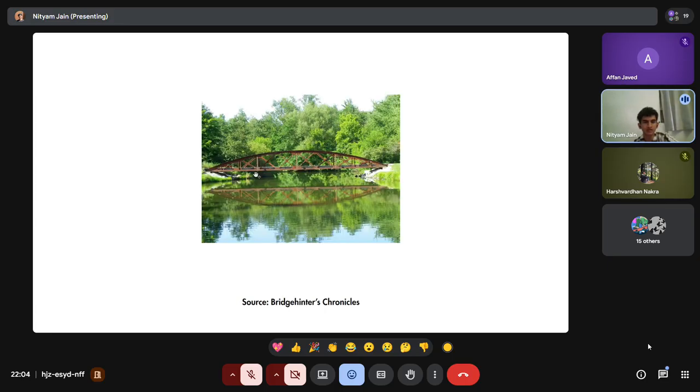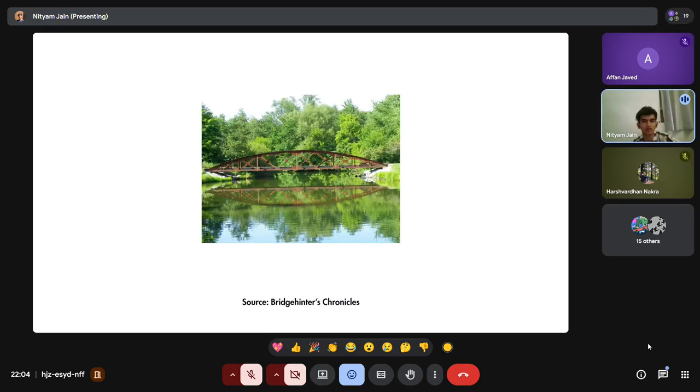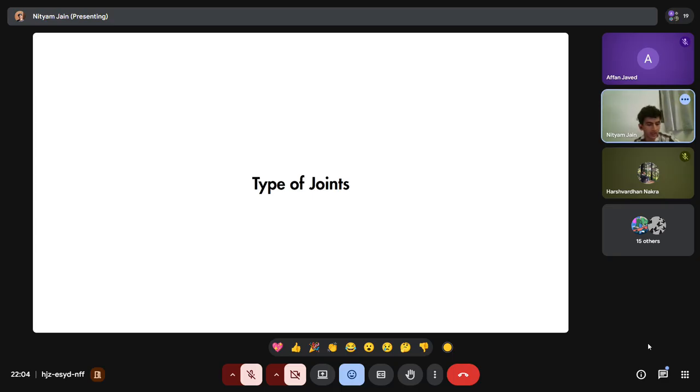And when people make bridges there, it looks like this. It's just a random bridge taken from the internet. But these bridges are usually made when the condition is like this, like the simply supported beam. So that's how the form emerges.